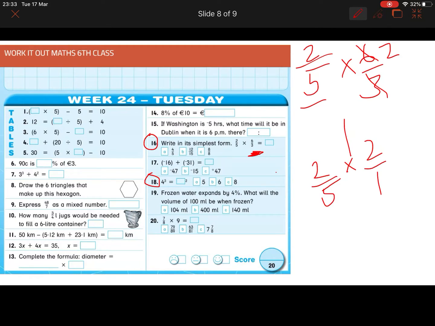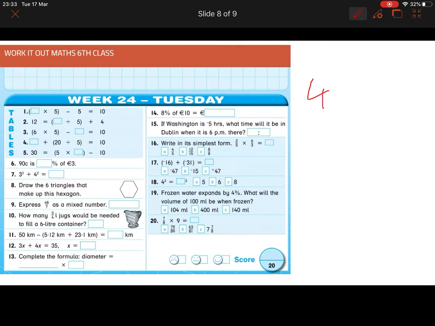Number 18, 4 cubed. Remember, 4 squared is equal to 4 times 4. 4 cubed is equal to 4 times 4 times 4. So you can work that out.